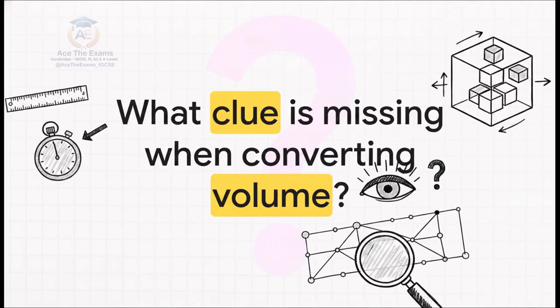So, converting a basic length is pretty straightforward, right? But ask yourself this: what is the massive examiner clue you are completely missing when converting volume? In a moment, I'll show you the exact examiner clue that changes the answer completely. But first, you need the framework that makes that clue incredibly obvious.